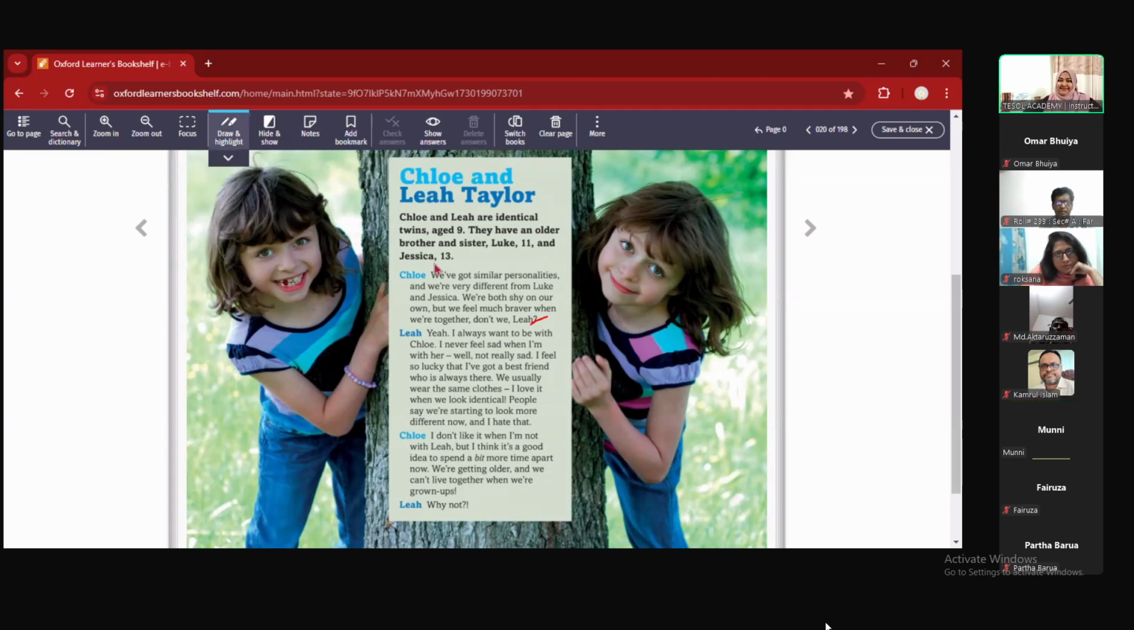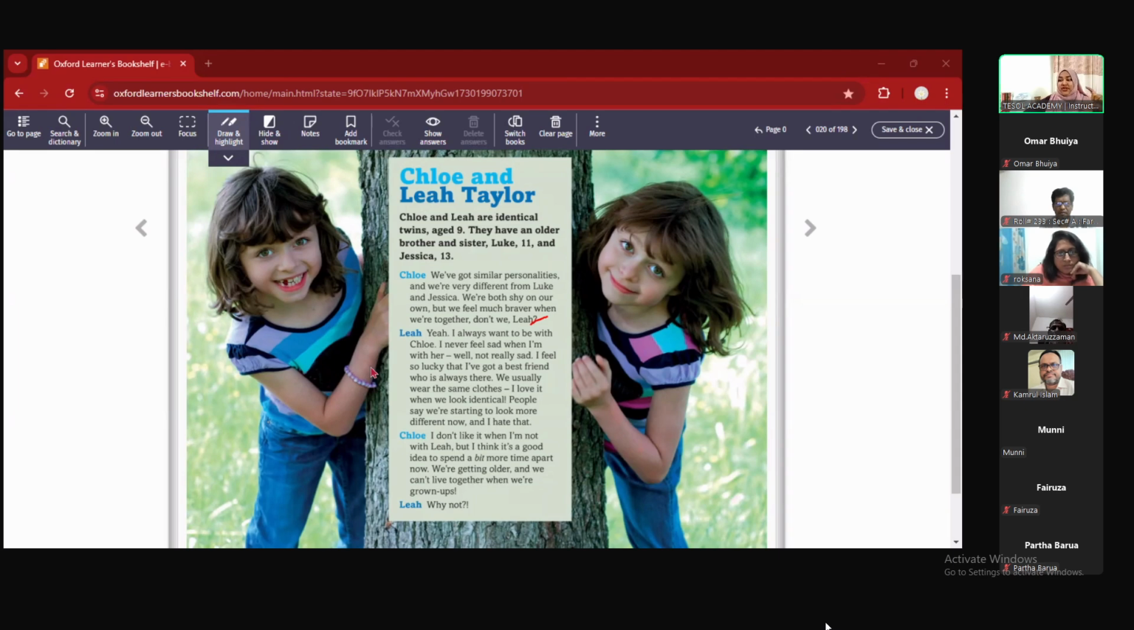Chloe and Leah Taylor. Chloe and Leah are identical twins, aged 9. They have an older brother and sister, Luke 11 and Jessica 13. Chloe: We have got similar personalities and we are very different from Luke and Jessica. We are both shy on our own, but we feel much braver when we are together. Don't we, Leah?